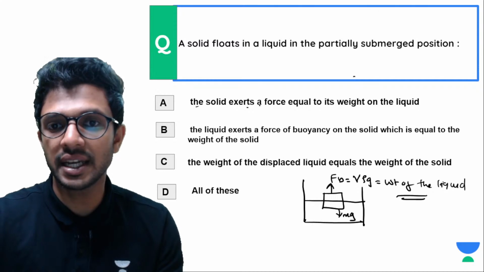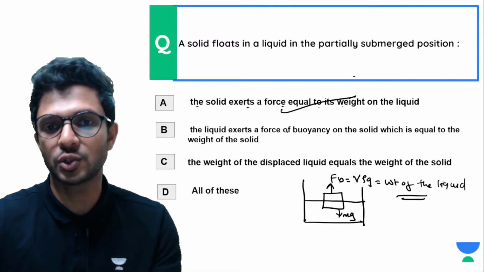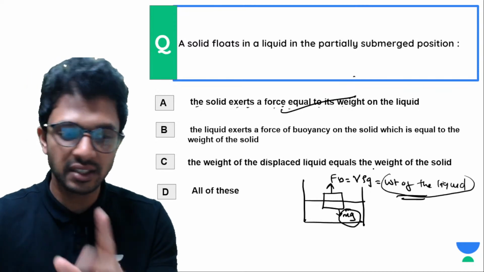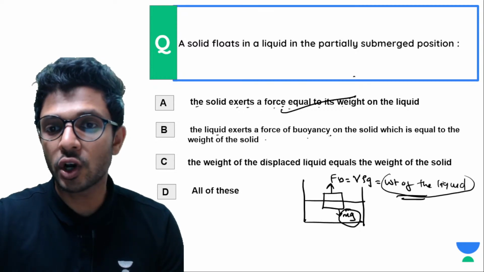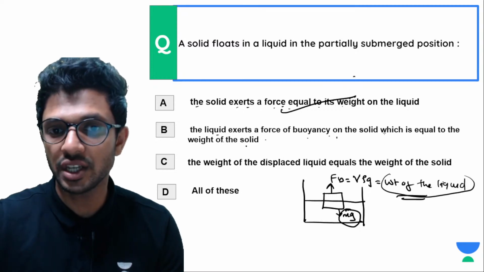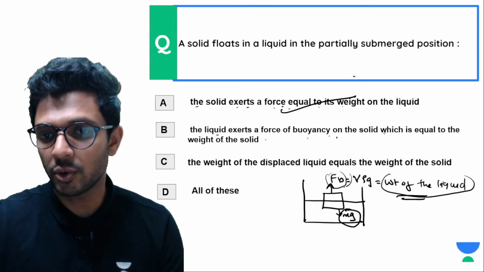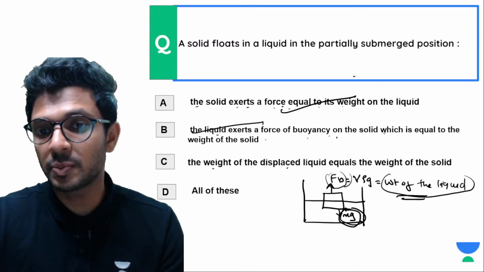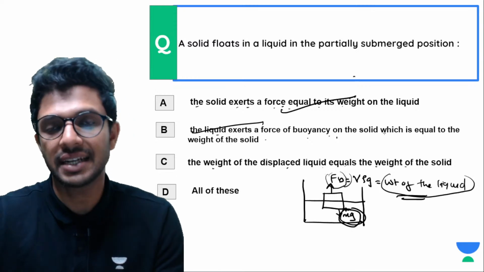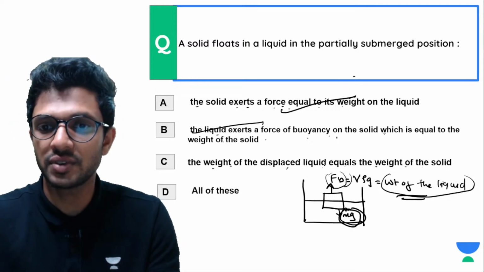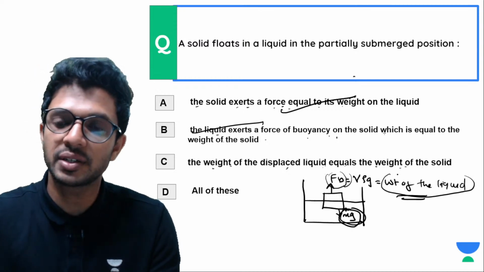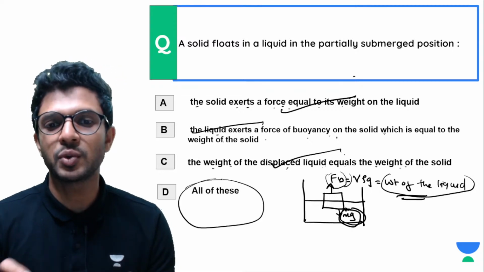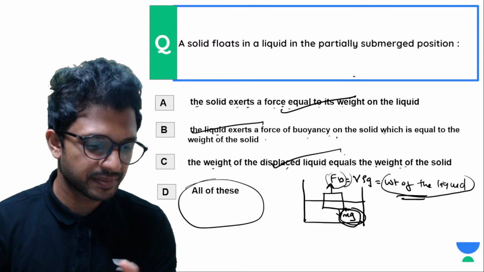Now start reading. The solid exerts a force equal to the weight of the liquid displaced. True. Solid exerts a force, meaning the weight of the solid is equal to the weight of the liquid displaced. Correct. The liquid exerts a force of buoyancy on the solid, which is equal to the weight of the solid. The buoyant force upward and the downward weight should be equal so that it can float. But yes, the weight of the displaced liquid equals the weight of the solid. That is actually the Archimedes principle statement. Absolutely. All are correct. So we should be going with option D, which says all the above options are correct.